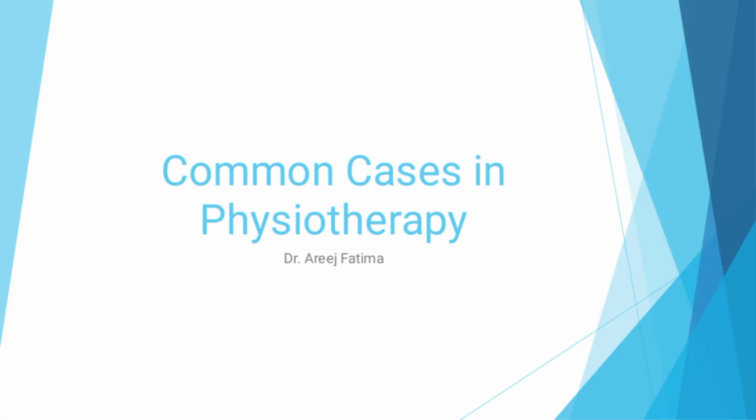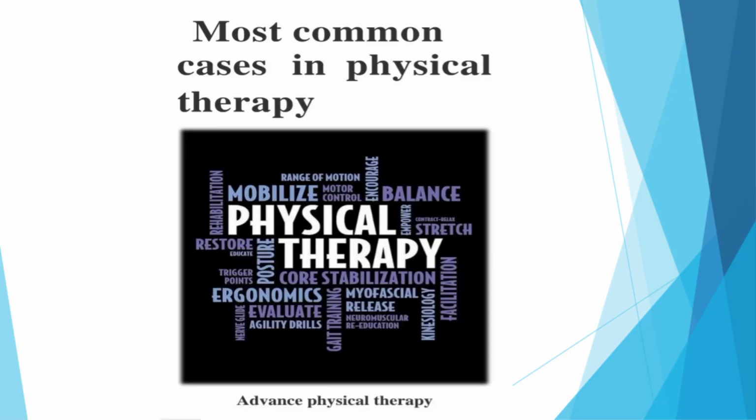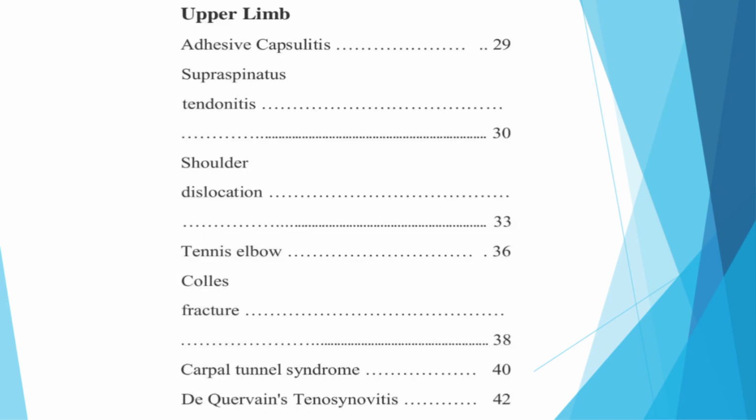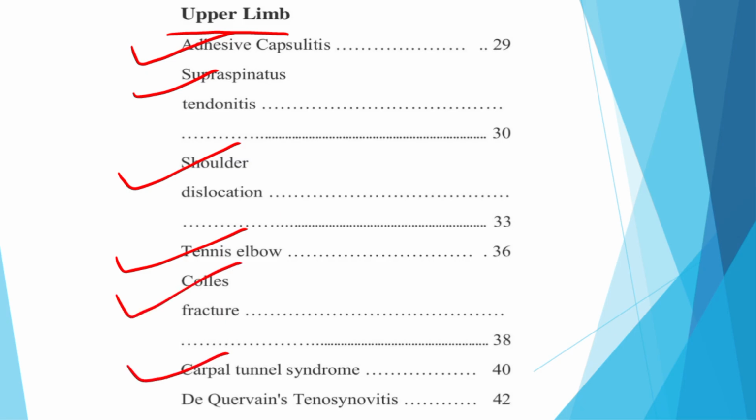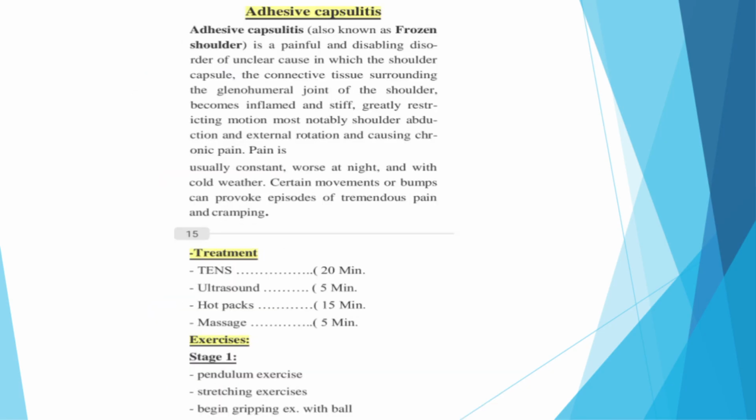This is our playlist of most common cases in physical therapy. This playlist is very important, and in this playlist of common cases in physical therapy, the limb we will discuss is the upper limb. In the upper limb, we will cover adhesive capsulitis, supraspinatus tendonitis, shoulder dislocation, tennis elbow or lateral epicondylitis, Colles fracture, carpal tunnel syndrome, and de Quervain tenosynovitis. These are the most common cases that come to the physical therapy department.